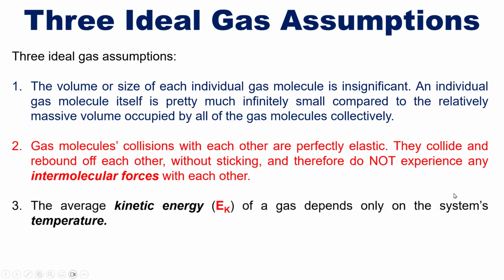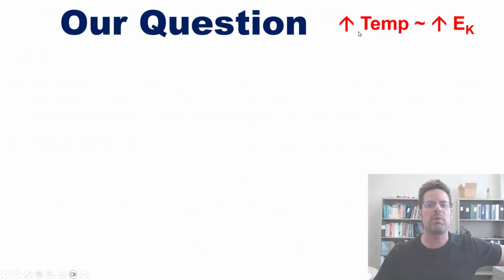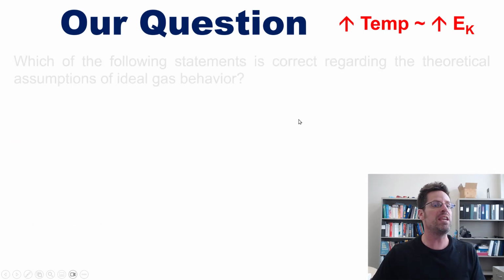And third, the average kinetic energy, or EK, of a gas depends only on the system's temperature, not on the gas identity or the size of the gas molecules. In other words, as temperature goes up, kinetic energy also goes up. That should make sense, because if you warm up a system, the molecules move around faster and faster and have more kinetic energy. In fact, this relationship is so important for a question that I'm going to place it in the top corner here of our next slide. So here is our question.